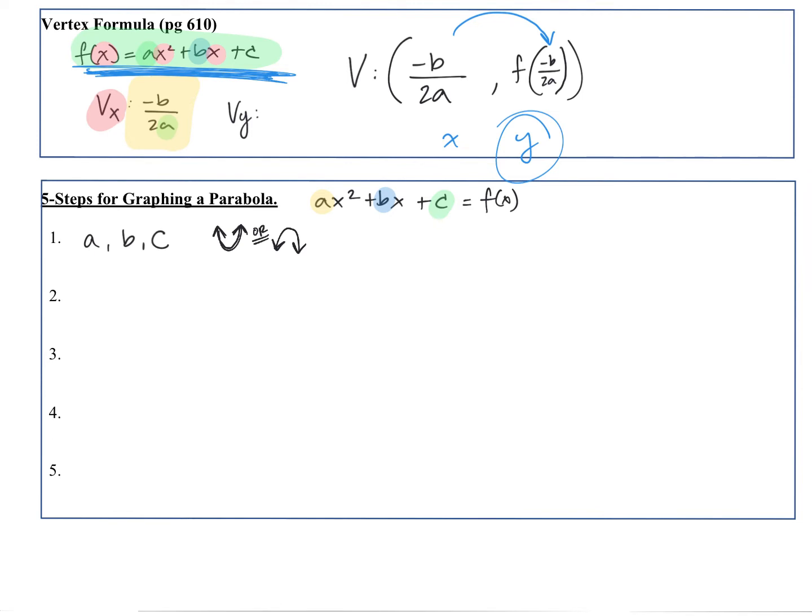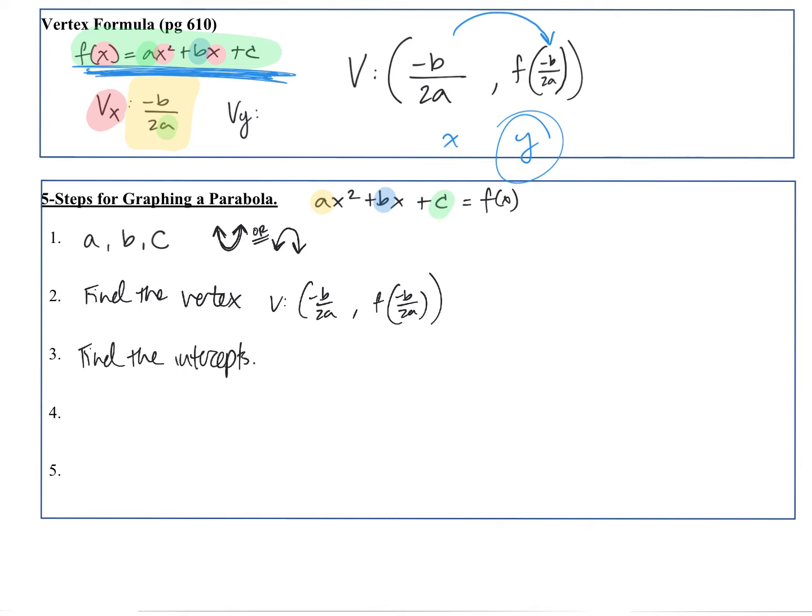Now, the next step would be to find the vertex. And once again, that is negative b over 2a, and then f of negative b over 2a. And the third step, find the intercepts. Alright, fourth step would be any extra points.